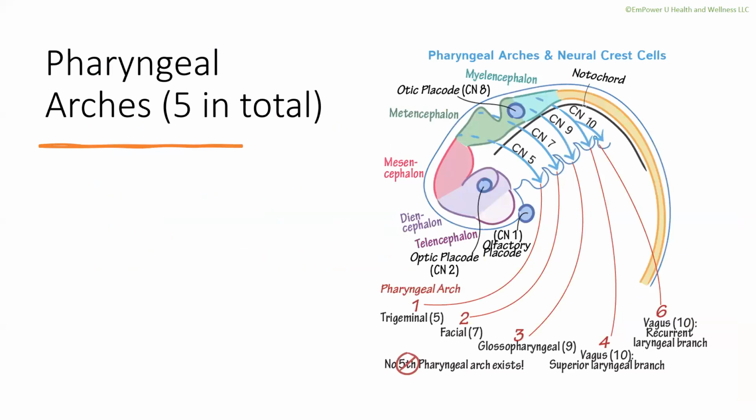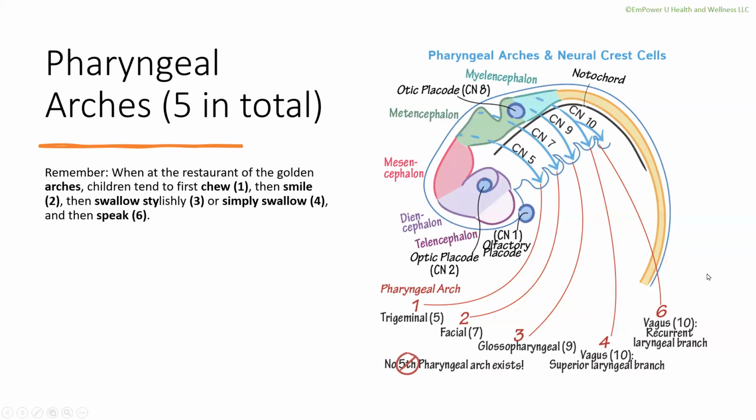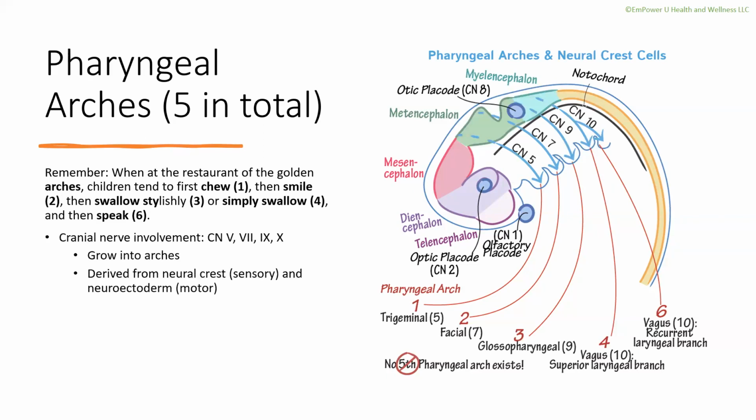Okay, now our arches are next. So we have our arches here, 1, 2, 3, 4, and 6, because there's no 5. So this is your memory little thing, if this helps you. When at the restaurant of the Golden Arches, children tend to first chew, then smile, then swallow stylishly, or simply swallow and then speak. Okay, you can remember that, great. I don't know if that's super helpful, but if you remember it, awesome. Cranial nerves that are involved in this area are cranial nerves 5, 7, 9, and 10, which kind of makes sense if you think about it.